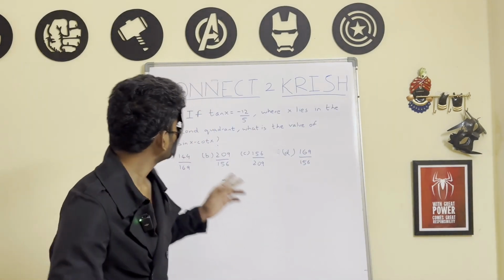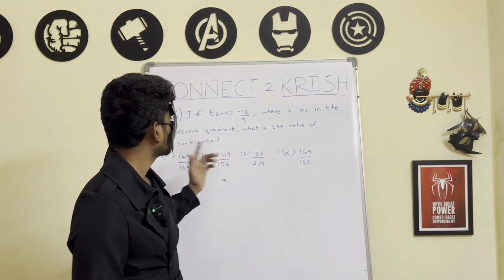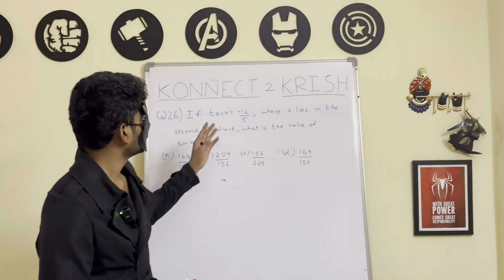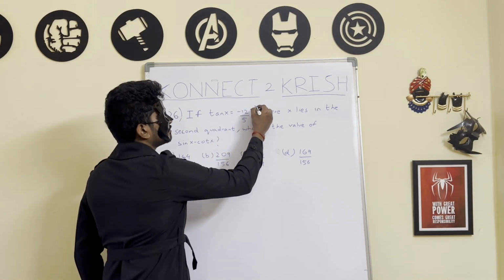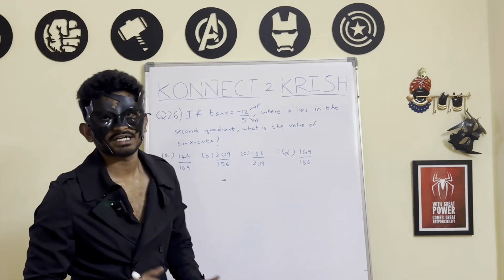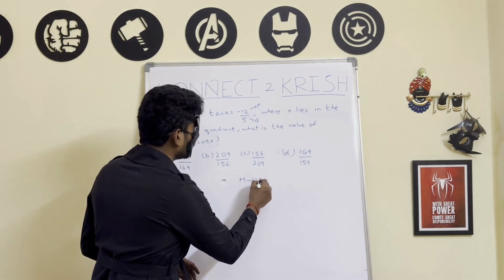So superhumans, next question is, if tan x is equal to minus 12 by 5, where x lies in the second quadrant, what is the value of sin x minus cot x? So as of now, just forget this negative sign. Tan is nothing but perpendicular by base. So we all know that 5, 12, 13 form triplets. So hypotenuse will be 13.